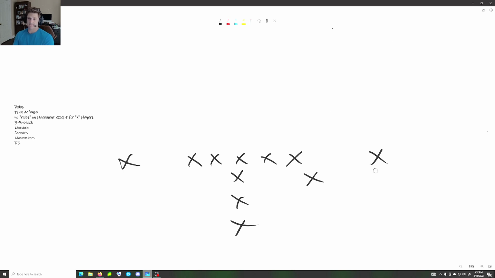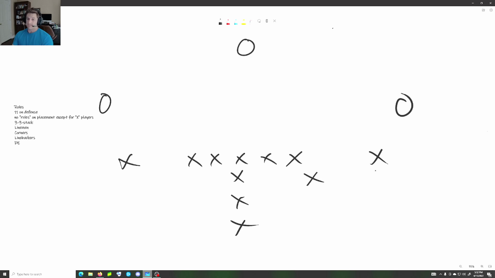At the youth level, you can see a lot of runs, a lot of running outside. So what we see quite a bit is corners played up here with a single over-the-top safety. Your most common look is a single over-the-top safety, because we're stopping the run.